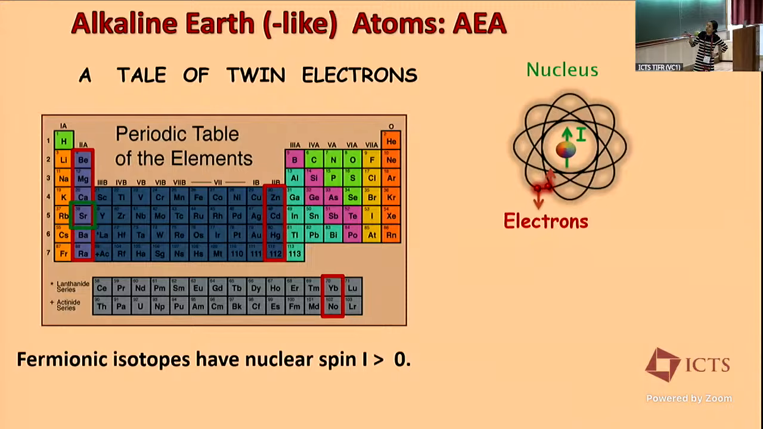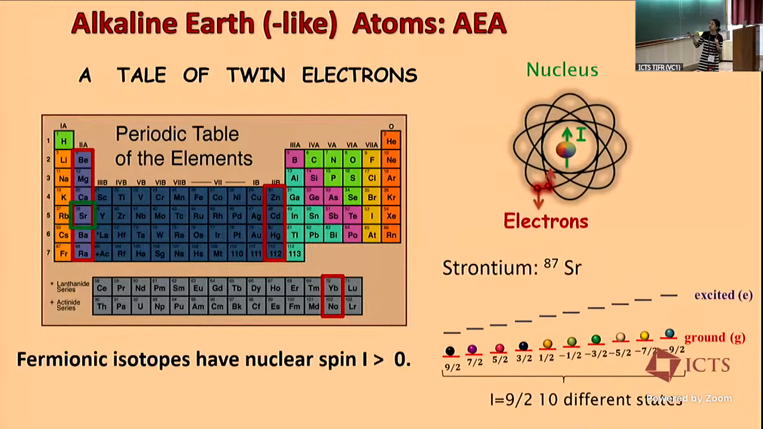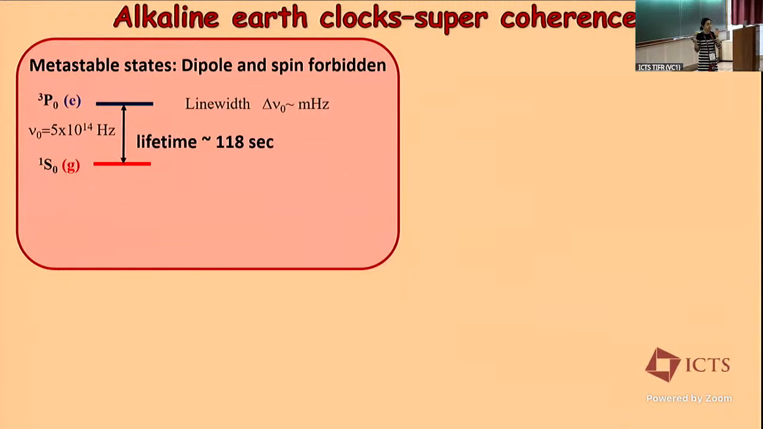So the important part is that, for the clocks, we are not only going to care about the electronic properties, but also about the nuclear spin. It happens that fermionic isotopes have nuclear spin larger than 0. And in the case of strontium, for example, that is our favorite atom at JILA, the ground state and the excited state can have, in addition, 10 different nuclear spin states that we are going to use in principle to our advantage. Okay, so the important part, as I mentioned, is that the optical transition that we are going to use in the case of strontium is super long-lived.